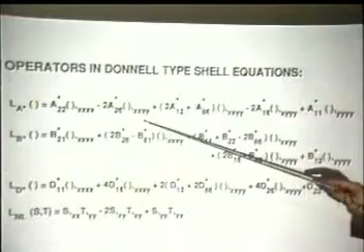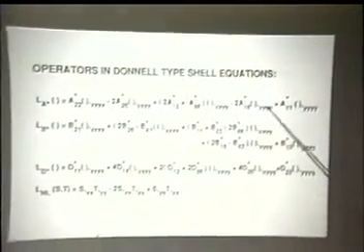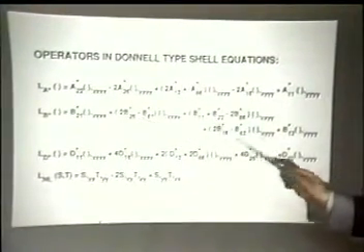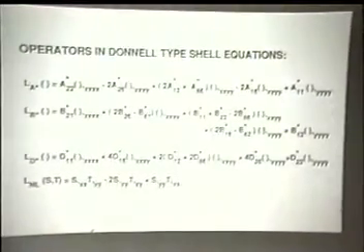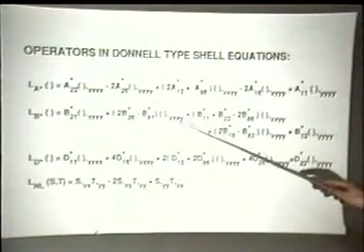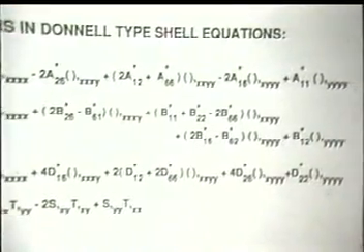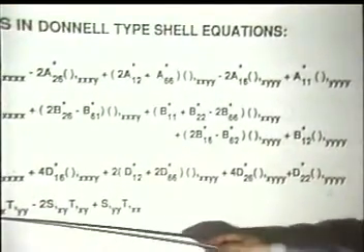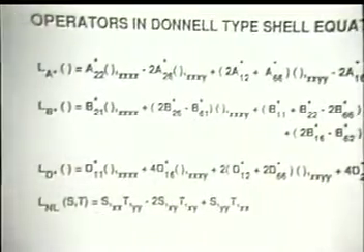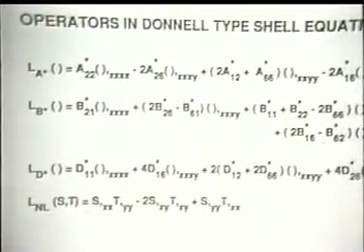And essentially the difficulty comes because of the presence of these terms that involve odd-numbered derivatives, 3 with respect to x, 1 with respect to y, 1 with respect to x, 3 with respect to y. I also indicate here the well-known nonlinear operator that appears in Donnell-type shell equations.